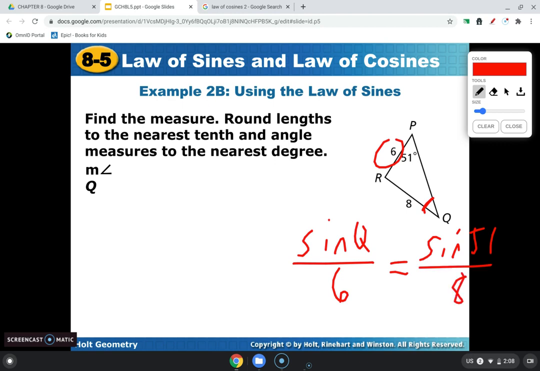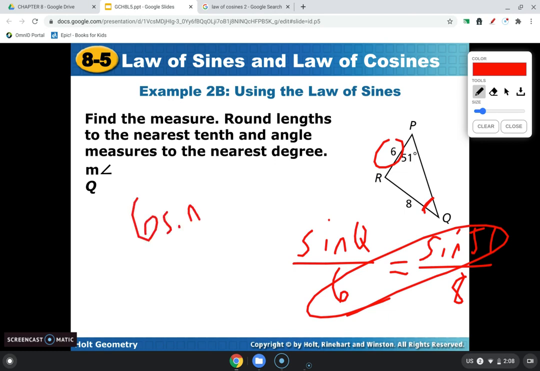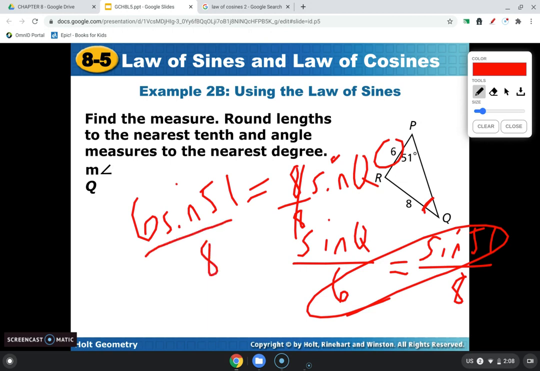This time if I cross multiply, I'm going to go 6 sine 51 equals 8 sine Q. Now, I'm finding an angle, so my last step is going to be inverse. So I would divide both sides by 8. On my calculator, I'm going to go 6 sine 51, hit enter, divided by 8, hit enter. Now that's stored as my last answer. So now you're going to go second sine and then second answer. Use the last answer function of your calculator.